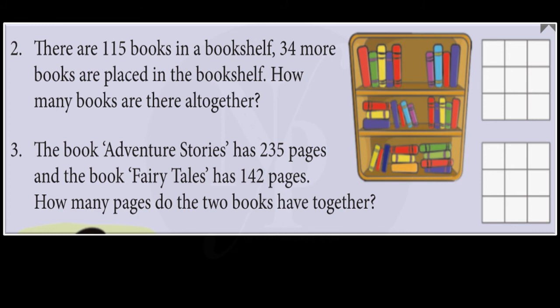Here we have some story sums. Question number 2 in this exercise. There are 115 books in a bookshelf. 34 more books are placed in the bookshelf. How many books are there altogether? So here you can see a bookshelf. Initially there were 115 books. Later 34 books are placed into the same bookshelf. Now we should find the total number of books in this bookshelf. Let us add these numbers to find the total number of books.